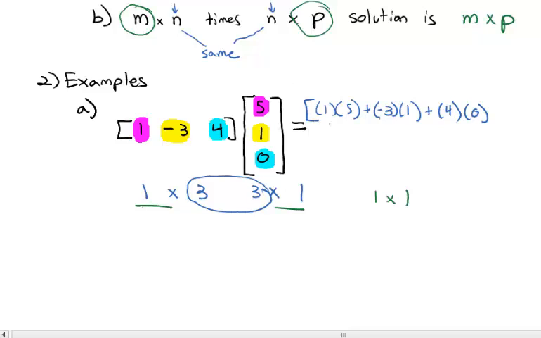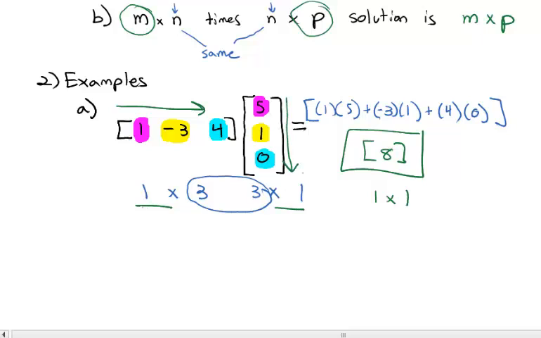And this is a simple 1 by 1 matrix. There's only one value in here, whatever that adds up to. So we might do a little arithmetic here to simplify it. Might even just do that on our calculator. So on our calculator, 1 times 5 plus -3 times 1 plus 4 times 0, we get the final answer of 8. So notice we multiplied a row times a column. And then we added the individual products together.